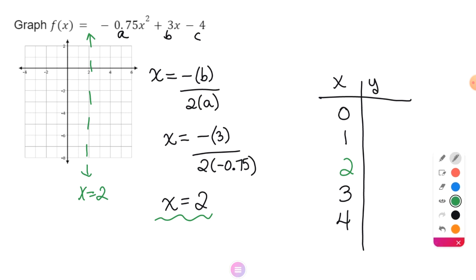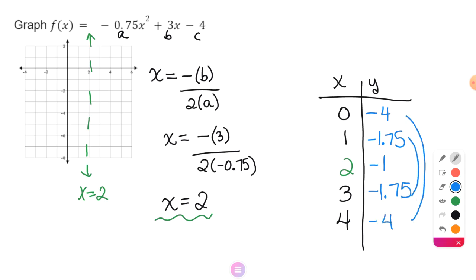And I went to Desmos. I found my y values: -4, -1.75, -1, -1.75, and -4. So again, those points are mirror images, and we plot. 1, -1.75. 2, -1. All right, there we go.